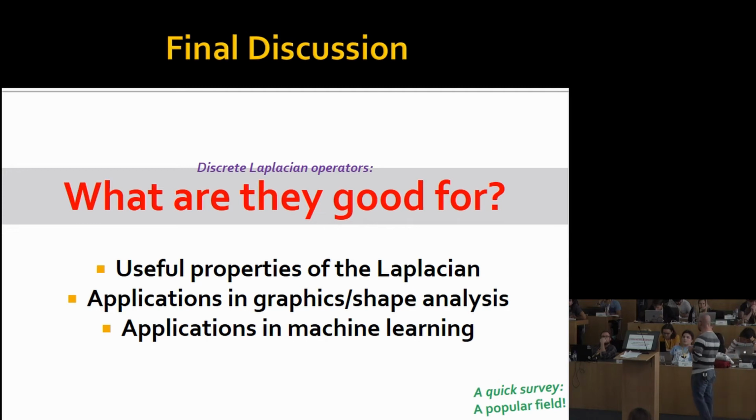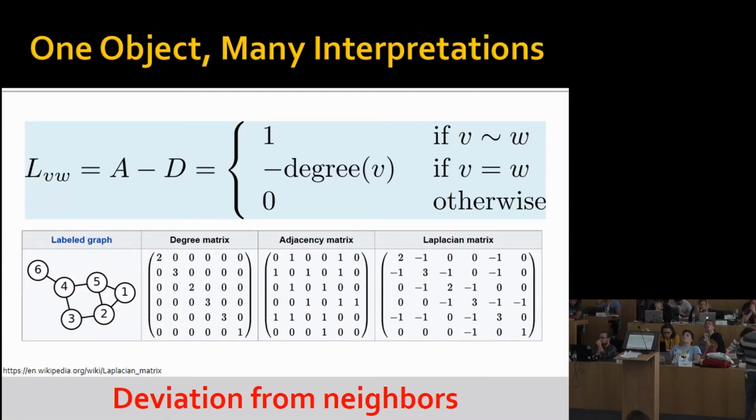And then we'll talk about applications of machine learning, which are going to use identical formulas, but of course, in a high-dimensional data manifold, you can no longer visualize what's going on. So let's talk about some useful properties.